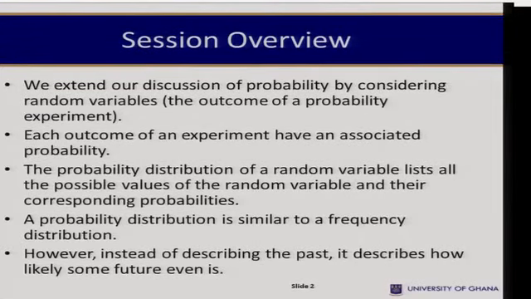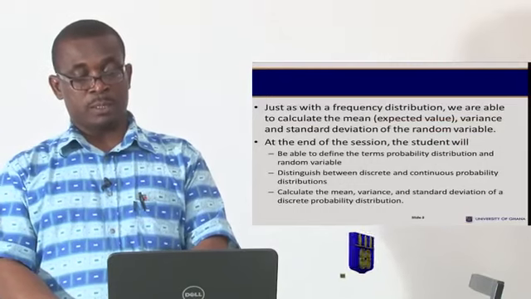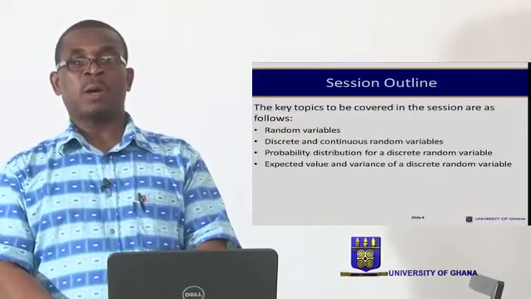So this is what we'll be looking at, and then we'll generate the probability distributions and calculate various probabilities. Just as we saw in frequency distributions, we'll be able to calculate the mean, the variance, and the standard deviation. At the end of this session, the student will be able to define the terms probability distribution and random variable, distinguish between discrete and continuous probability distributions, and calculate the mean, variance, and standard deviation of a discrete probability distribution. So this is how the outline is organized.